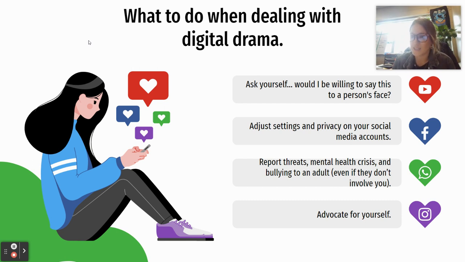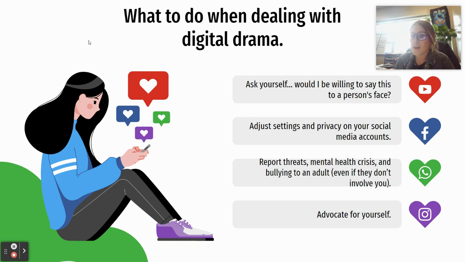Next, protect yourself. Adjust your settings. Can you just let anybody comment on any of your things? I hope the answer is no. You should adjust those settings to protect yourself from mean comments. No one deserves those being thrown at you. And probably your close friends that follow you aren't going to say those things to you. So adjust those settings and your privacy.